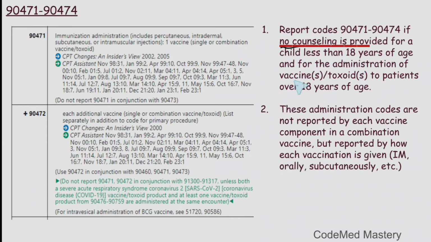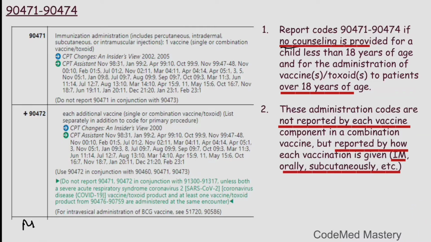For a child less than 18 years of age and for the administration of vaccines to patients over 18 years of age. And the second guideline is these administration codes are not reported by each vaccine component. As we saw in the previous codes 90460 and 90461, we used the codes to report by each vaccine component. But here in this case, these administration codes are not reported by each vaccine component in a combination vaccine, but reported by how each vaccination is given, that is intramuscularly, orally or subcutaneously.